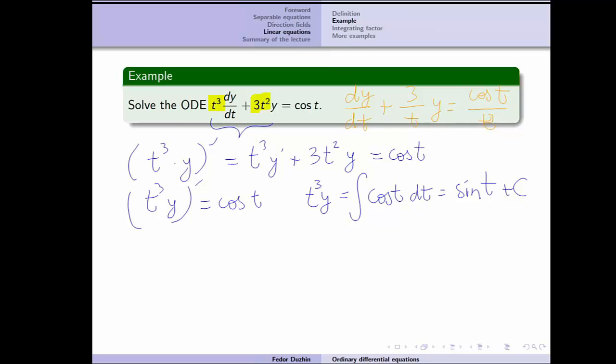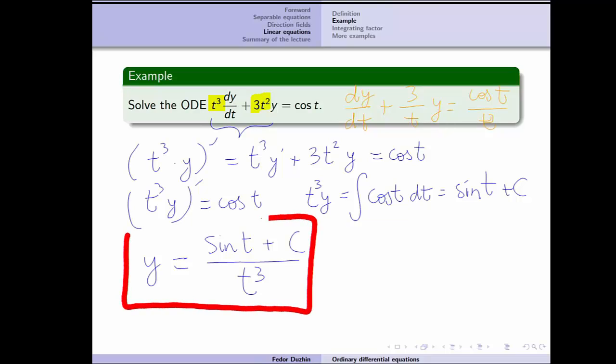And that's basically it. Now we just need to solve for y by dividing the whole thing by t cubed. If this is t cubed times y, then y itself is equal to sine t plus a constant, divided by t cubed. That's the answer. Notice that here we don't have any ambiguity because we reduced our problem to just integration. It means that we are guaranteed to have produced all possible solutions.